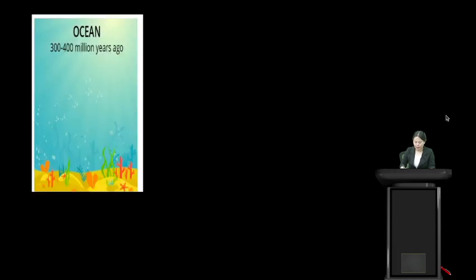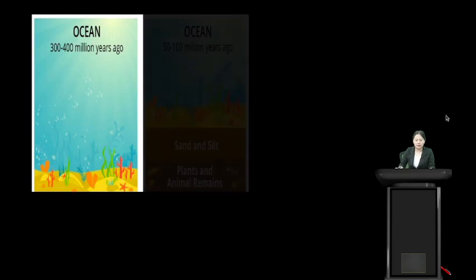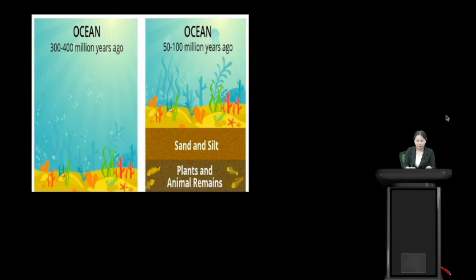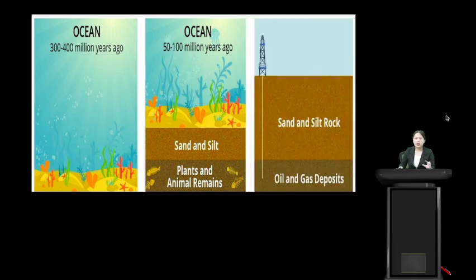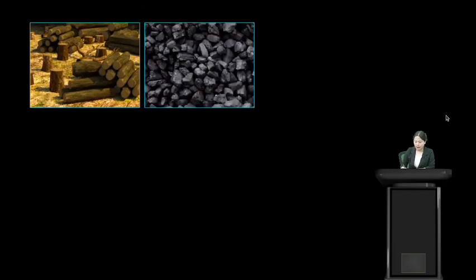And for petroleum, 3,000 to 400 million years ago, the plants and animals that lived in the sea got buried under sand and silt. The remains of plants and animals in the sea or ocean were covered with sand and silt millions of years ago. Under high pressure and temperature, these remains form oil and gas deposits, or the petroleum. And the sand and silt change to rock under high temperature and pressure. So this is how coal and petroleum were formed.